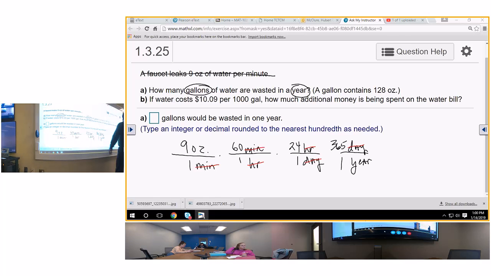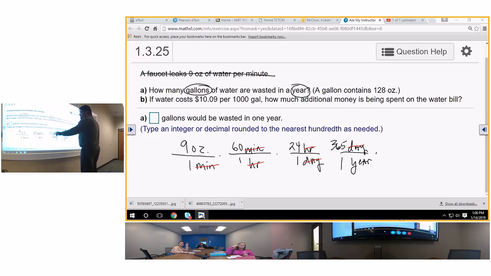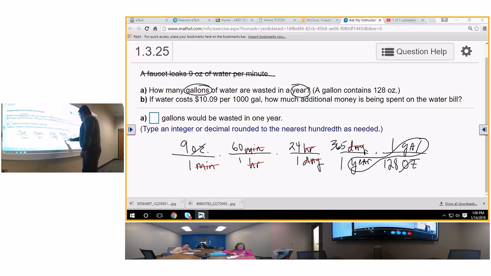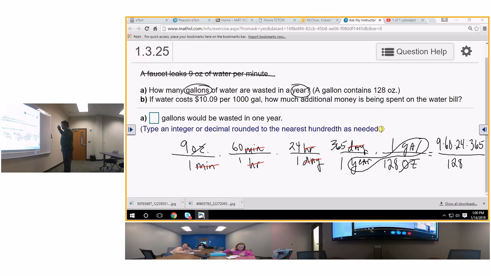So I need to add another one and go, okay, ounces are on top, so I have to put ounces on the bottom. 128 ounces equals 1 gallon. And then my ounces cancel, and I'm left with gallons per year. Hey, I'm ready to do my multiplication. So I go 9 times 60 times 24 times 365 over 128. And then I start canceling because I don't have a calculator, so I'm going to just keep canceling.